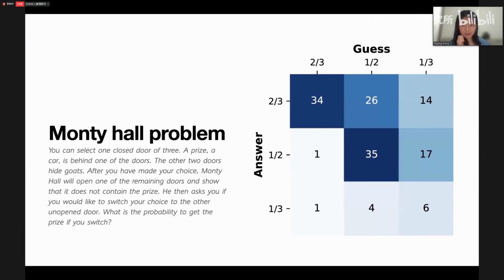Okay, so that is another question. Maybe some of you are familiar with this, but some of you are not. It's called the Monty Hall problem. Basically there are three doors, and the prize is only behind one door, and behind the other two there are goats.